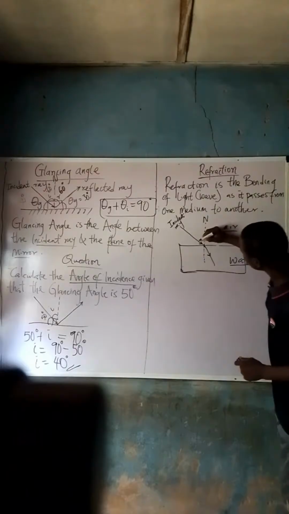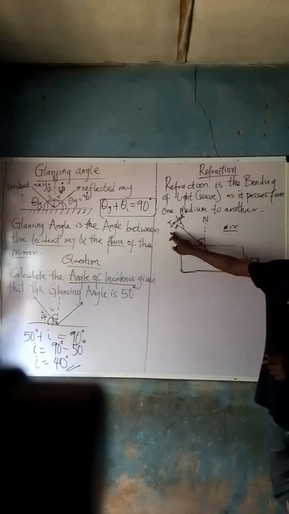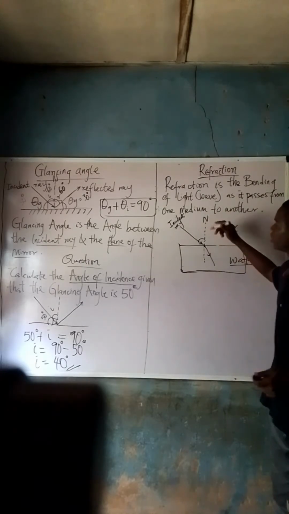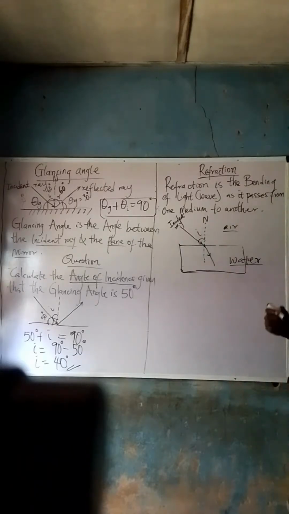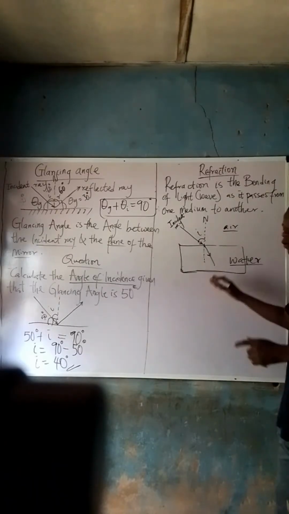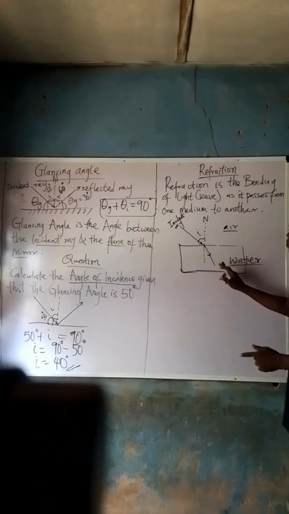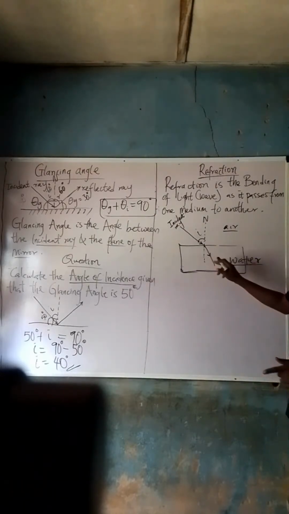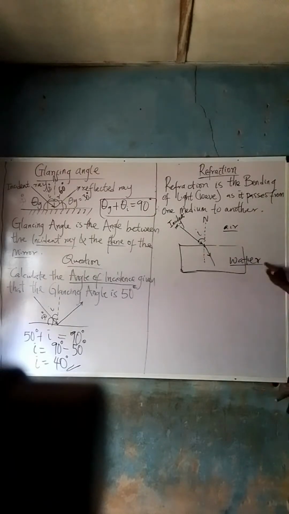We know that the angle between the incident ray and the normal is always the incident angle. Perfect. Now, this ray has passed through this medium and bent towards the normal. Why is this happening? These are two different mediums. Because of that, the light ray will not travel as fast as it would in air, because this is a different medium.